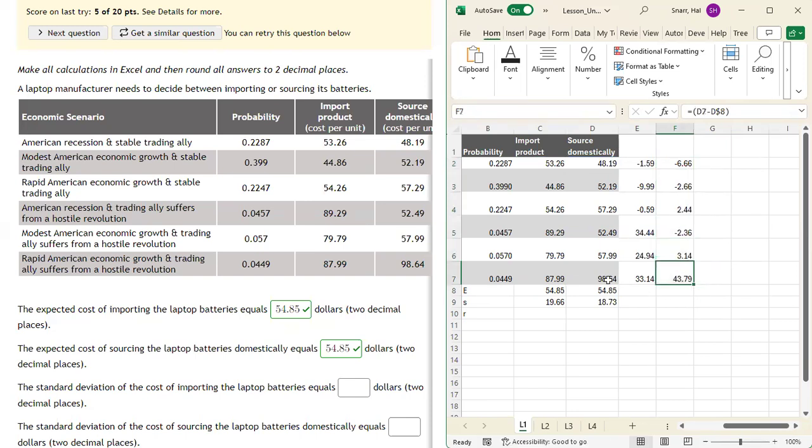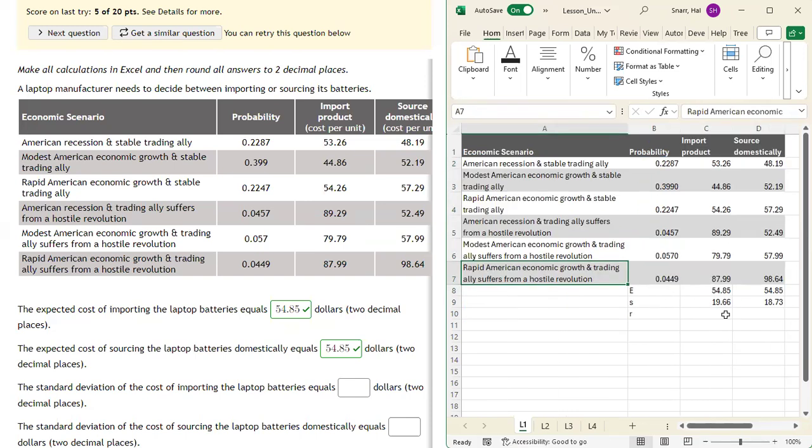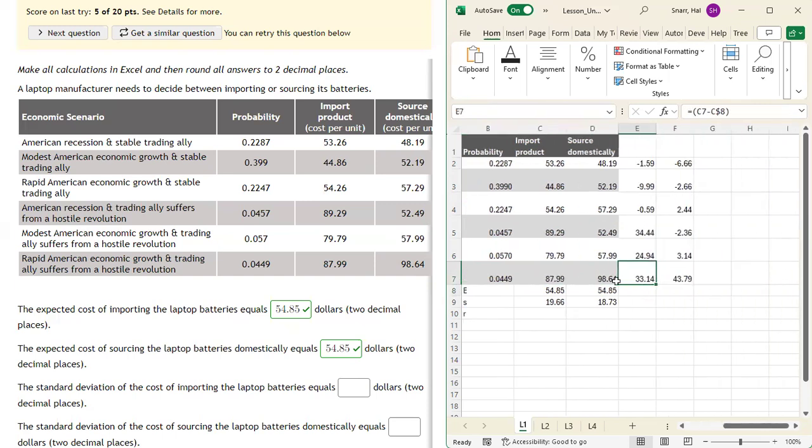The largest one is the last one. If there's a rapid economic expansion and our trading ally suffers from a hostile revolution, there's this huge spike domestically in the price. This price is $43.79 greater than average. These are pretty close to that average. So their deviations from their expected values are not too large.